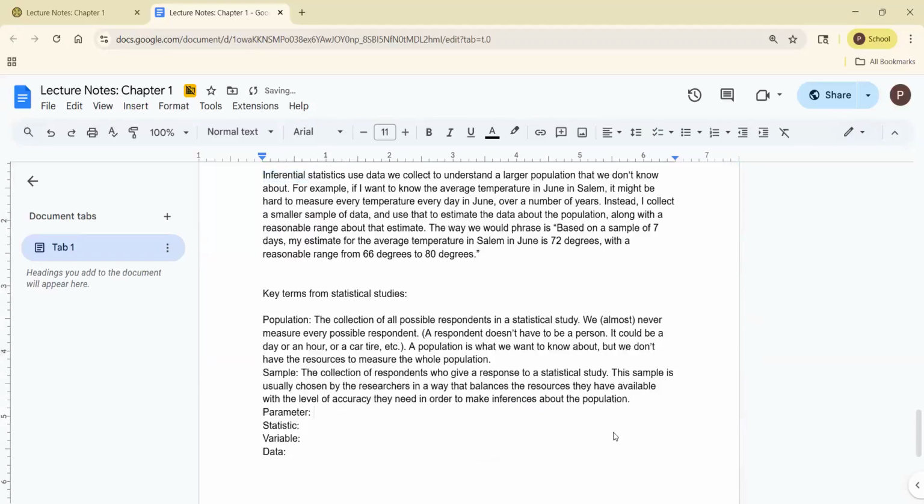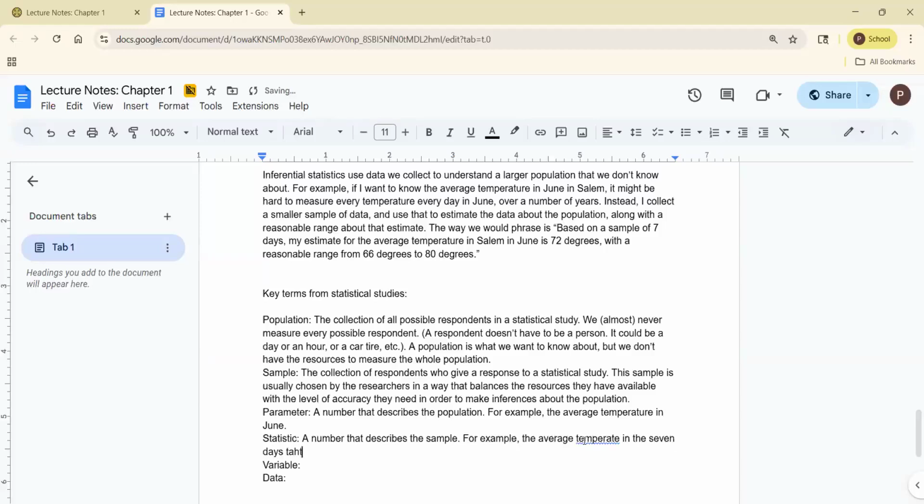Parameter is a number that describes the population. This is easiest to describe with an example: the average temperature in June. A statistic is a number that describes a sample. For example, the average temperature in the 7 days that I actually measured the temperature.